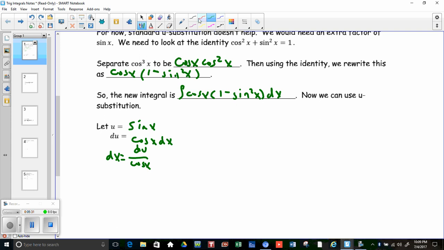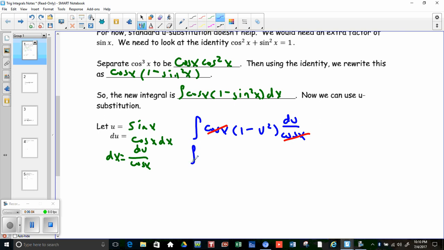So let's go ahead and do, I guess, blue. We'll have the integral of cosine x times 1 minus, now since I let sine be u, that'll be u squared. My new dx is what I get when I replace this, so that's going to be du over cosine of x. And what you should see is that cosine x divides that cosine x out.